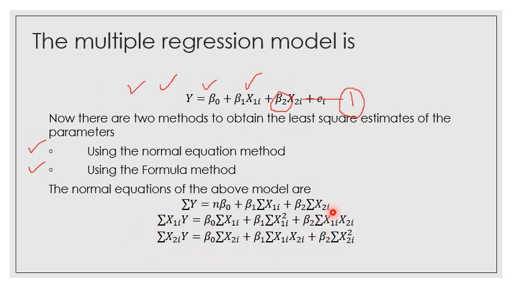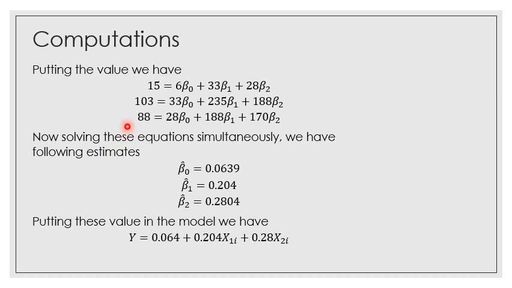Now you can see that we have three unknown constants in our model, and we have three normal equations. By using these three normal equations and solving them simultaneously, we will find the numerical estimates of the parameters. Now, using our last example, after putting the values in the normal equations, we have these normal equations. It is very simple. You just have to put your values in the equation.